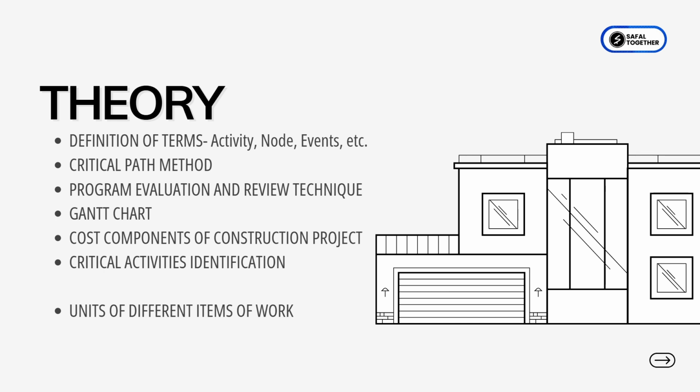Now coming to theory of construction management, we have definition of terms such as activity, nodes, events, activity on arrow, activity on node, etc. So these are one type of question. Then there's critical path method, and program evaluation and review technique, which is basically CPM and PERT. There are theory questions with respect to both of these. There are theory questions with respect to Gantt chart, with respect to cost components of a construction project, the direct cost, indirect cost, etc. There's critical activities identification that you might be asked to do. So these are all the theory questions.